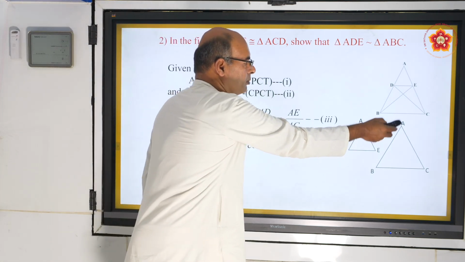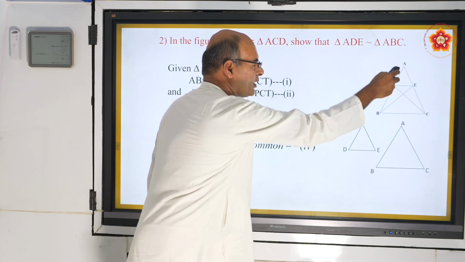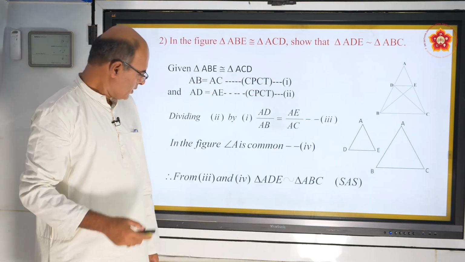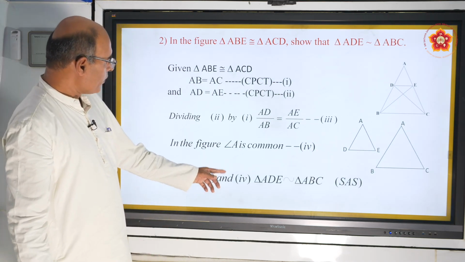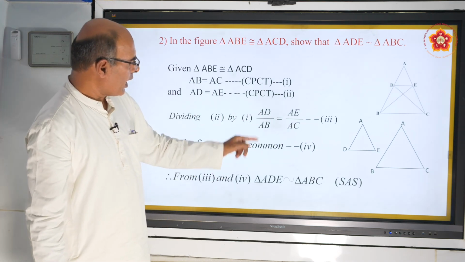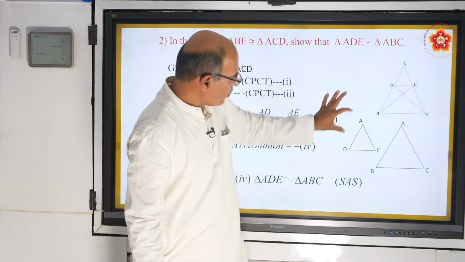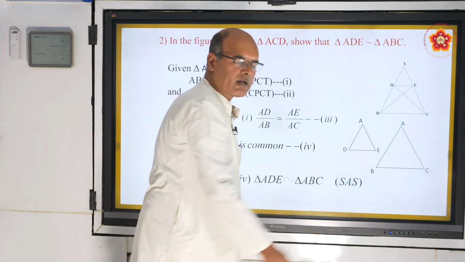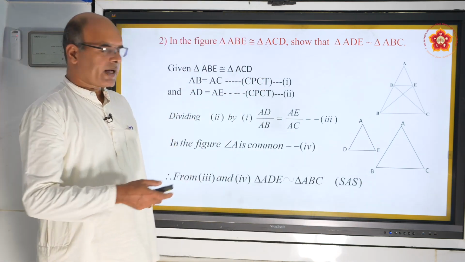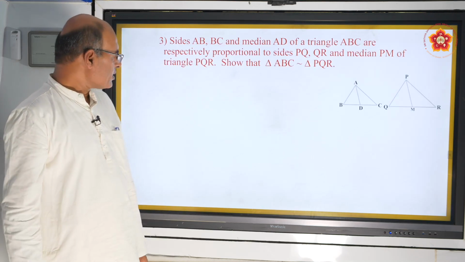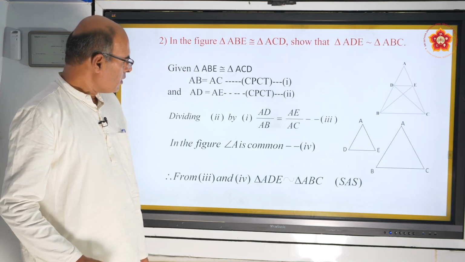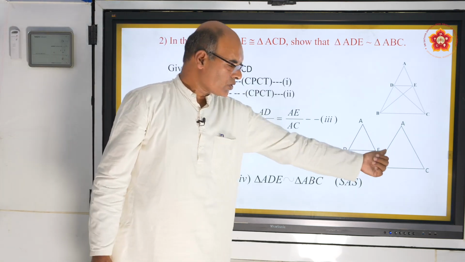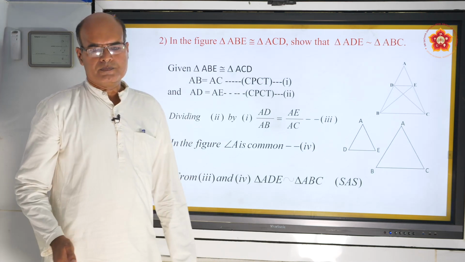Angle A is common for triangle ABC and triangle ADE. And from 3 and 4, look here, AD by AB is equal to AE by AC. Angle A is common. So side angle side. So according to the SAS criterion for similarity of triangles, we can tell that these two triangles are similar.